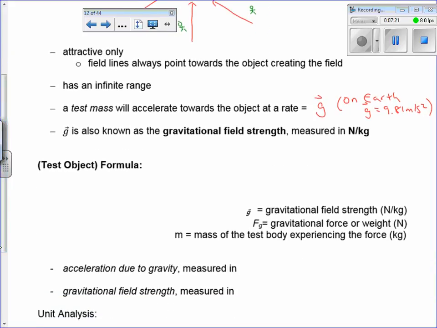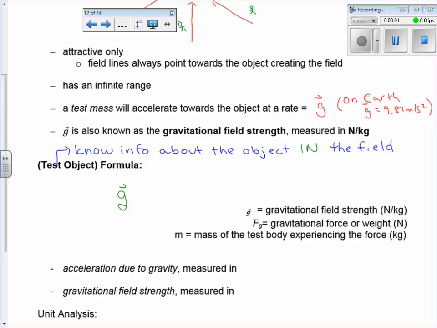So we've already used a formula that includes gravitational field strength. We've used it with meters per second squared, but g is also known as gravitational field strength, which is measured in newtons per kilogram. And so we have what's called the test object formula. So that means that you know information about the object in the field. So this would be information about like our astronaut that is some distance away from the Earth. So the test object formula, it's the one that we're familiar with, that we've been using already. It's on your formula sheet as g is equal to Fg over m.